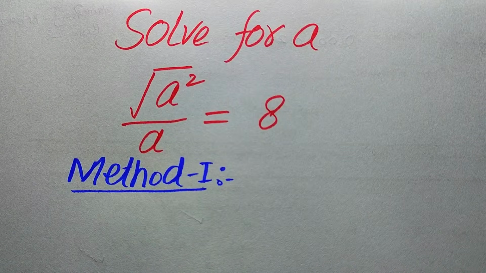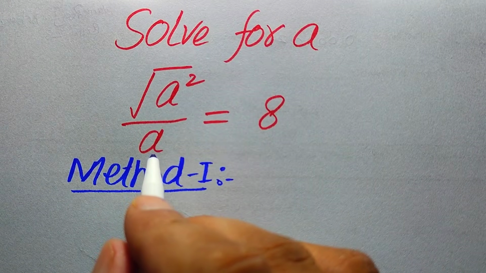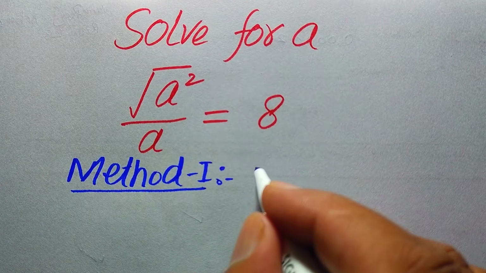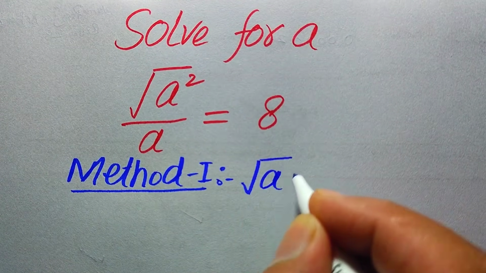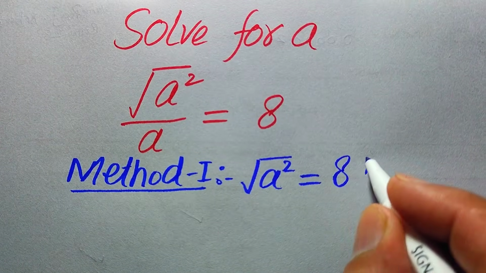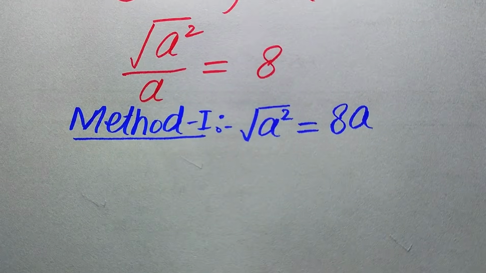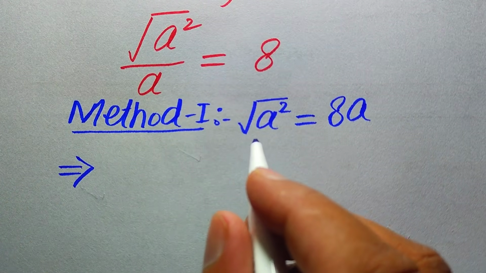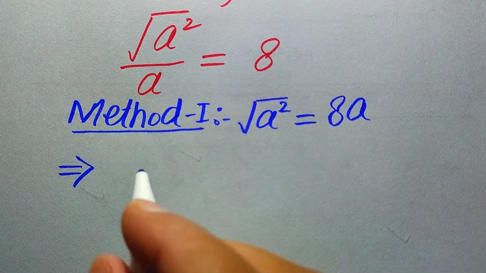Now we move towards the solution of this problem from the first method. Here we move the term a to the right hand side. It is divided on the left hand side, so when we move it to the right hand side, it is multiplied by 8 and will be written as 8 times a. Now in the next step we need more simplification, and here we remove the square root sign from the left hand side.